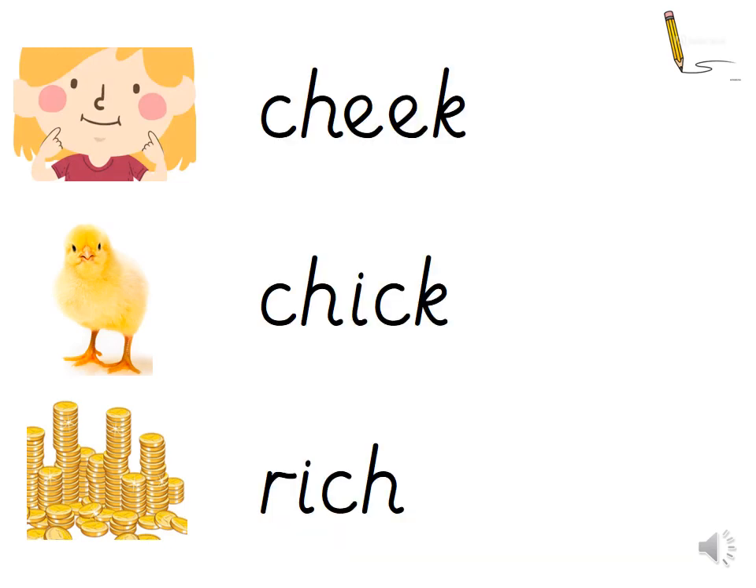Can you tick and fix your answers? Cheek has two digraphs. So does chick. And rich has the ch digraph at the end.